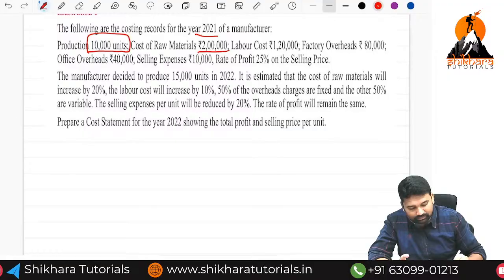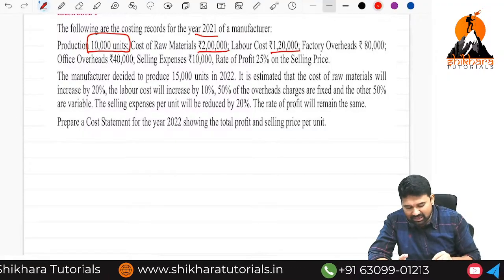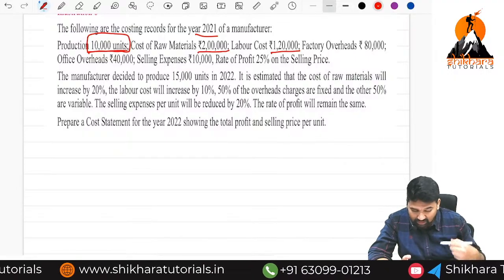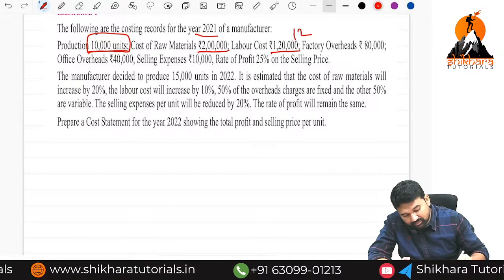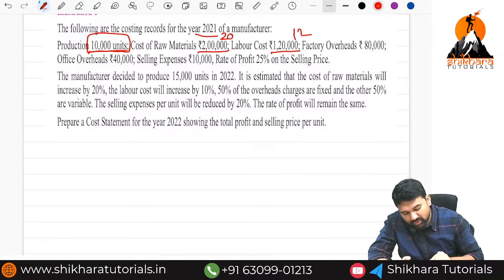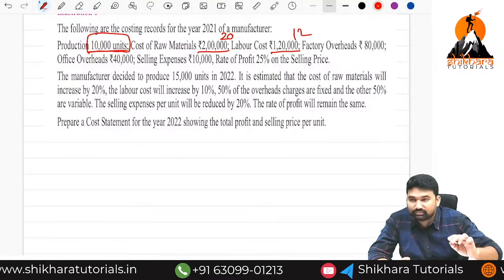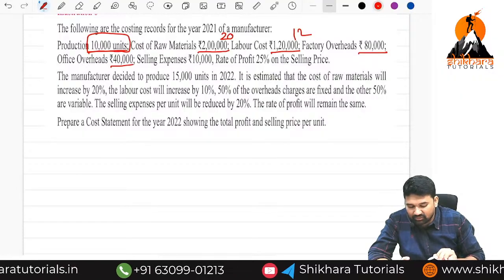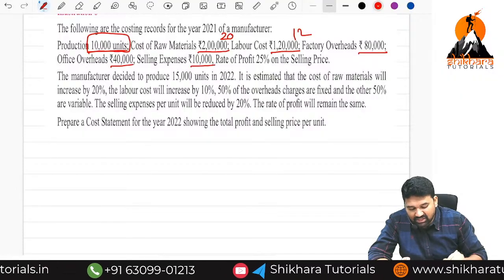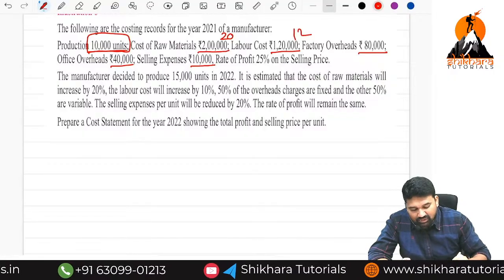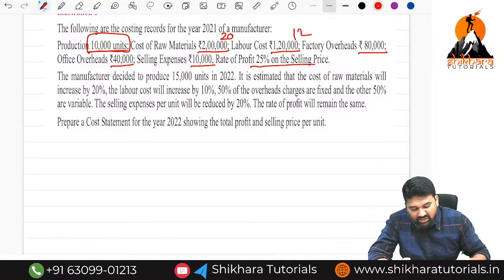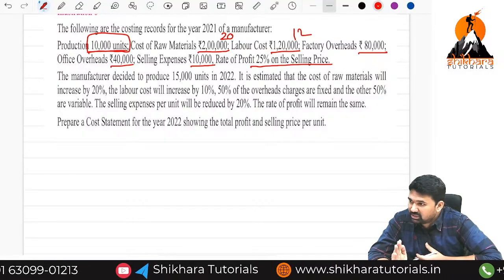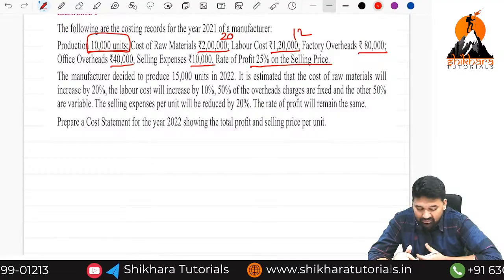Next, labor cost 1,20,000 for how many units? 10,000 units. 1,20,000 divided by 10,000, how much? 12 rupee. So this is 20 rupee, this is 12 rupee. Next, factory overheads is 80,000 and office overheads is 40,000 and selling and distribution overheads 10,000 and rate of profit is 25% on the selling price. So rate of profit is equal to how much? On selling price it will be 25%.